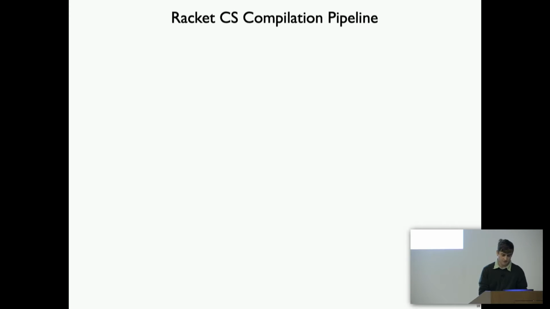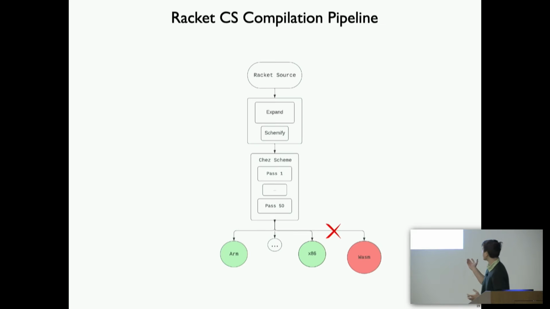So what does the Racket CS compilation pipeline look like? Well, it looks something like this. You start with Racket source, which has all of the meta-programming features and macros that we know and love. And of course, that all has to be expanded away by the expander into just core Racket. The output of the expander is going to be these fully expanded linklets, which are independent compilation units that only consist of the Racket core forms.